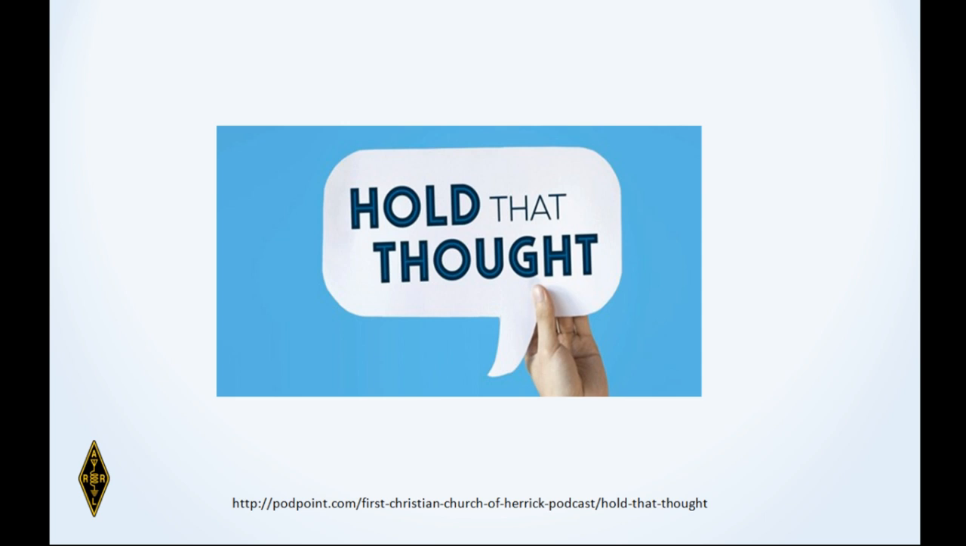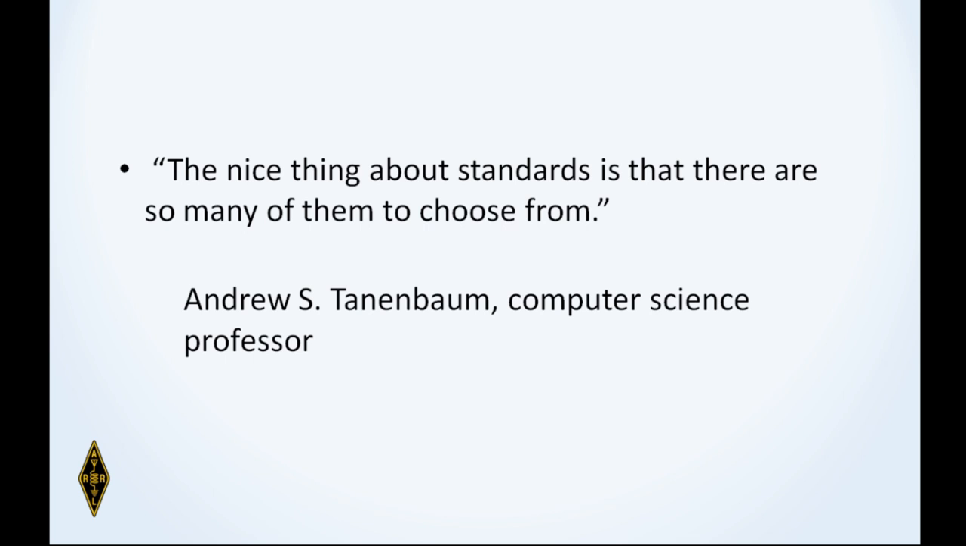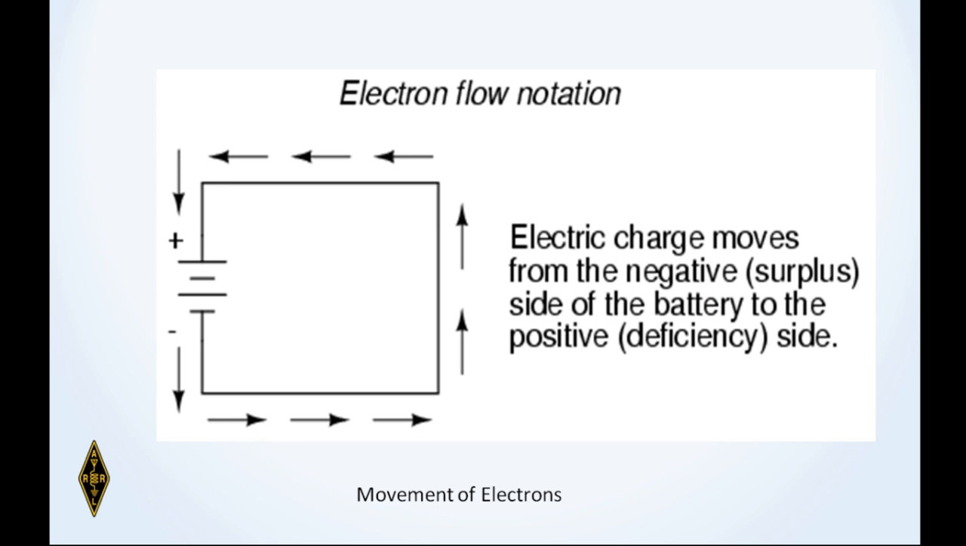So I found this quotation. The nice thing about standards is that there are so many of them to choose from. Well, we need to be aware of two standards in electronics, the standards of current flow. And back when I first learned electronics in the 1970s, and we were dealing with vacuum tubes, electronics was taught with the electron flow of current, because that better explained vacuum tubes. And the electron flow theory is that electrons flow from the negative terminal of a battery through a load and back to the positive side of a battery. Electrons flow. And that is a true statement.